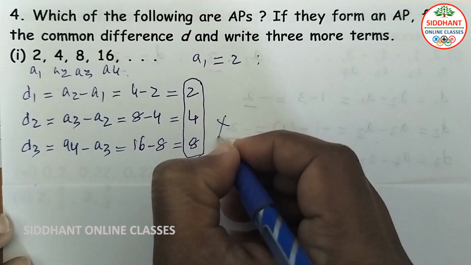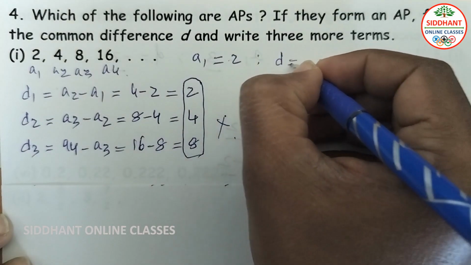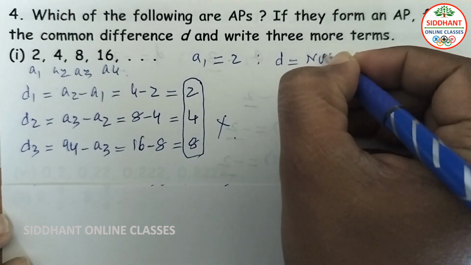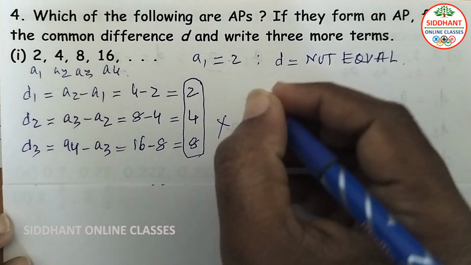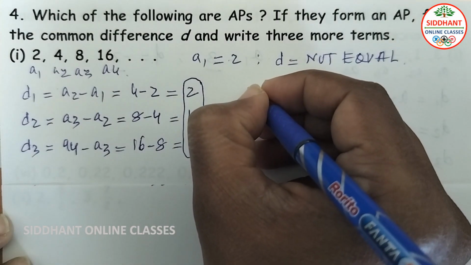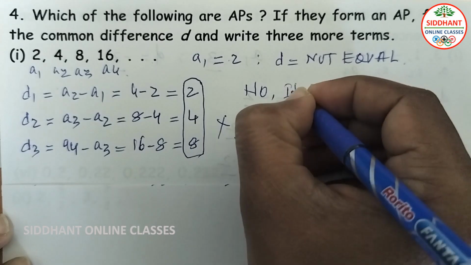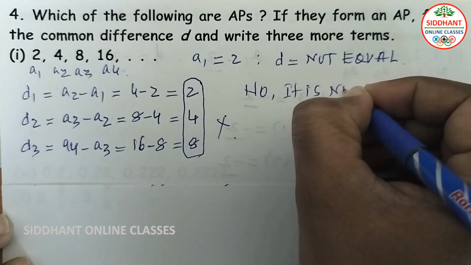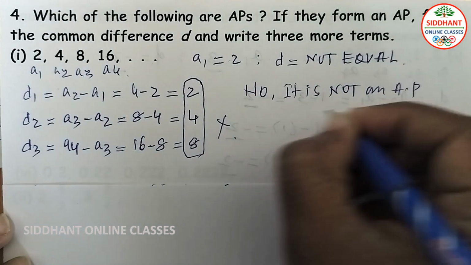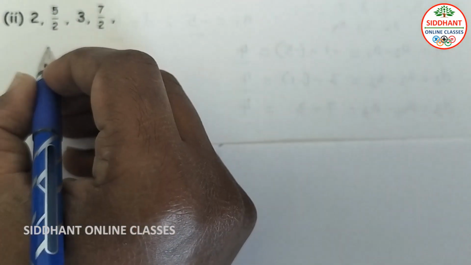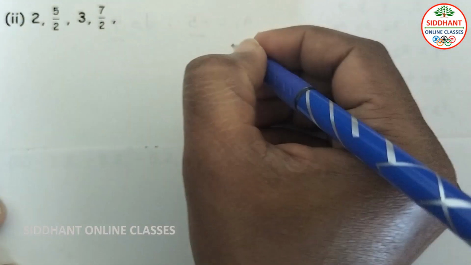So there is no common difference here. So we can say D is not equal. So we can say it is not an arithmetic progression. So the answer will be no, it is not an arithmetic progression. Second one, 2, 5 by 2, 3, 7 by 2.